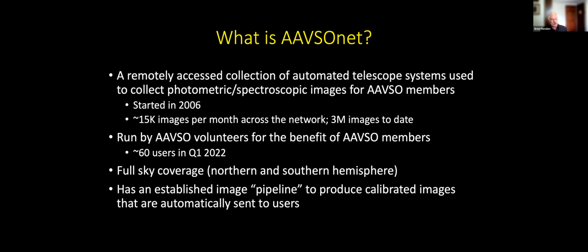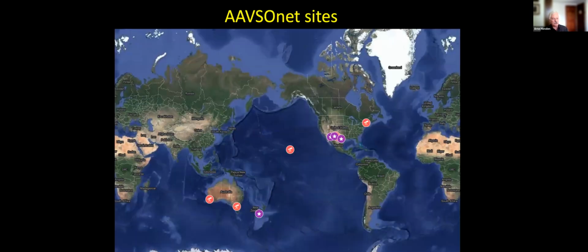One of the nice features of AAVSOnet is it not only allows you access to telescopes, but the images that you get off of those telescopes have already been calibrated. They've been dark subtracted and flat fielded and placed in a spot that is convenient for you to gain access to those images. So the telescopes, like I said, are distributed worldwide, sort of, in the sense that we have southern telescopes down in Australia and New Zealand, and lots of northern telescopes in North America, but we don't have anything in Africa. We don't have anything in Europe. So the longitudinal distribution is not great. The latitudinal distribution is actually pretty good.